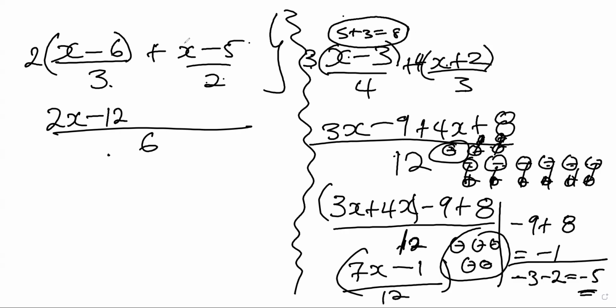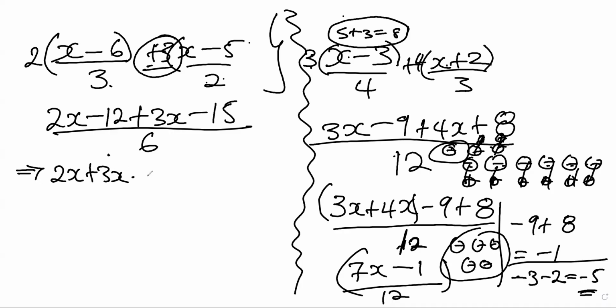2 into 6, 3 times. So we're gonna multiply by a plus 3. 3 times x, 3x. 3 times negative 5, negative 15. Let's group the like terms. So it's 2x plus 3x minus 12 minus 15.